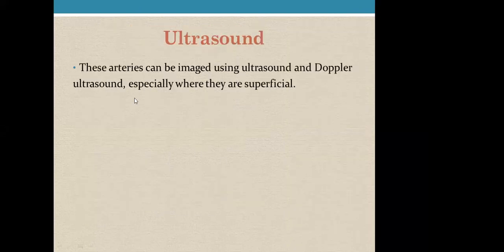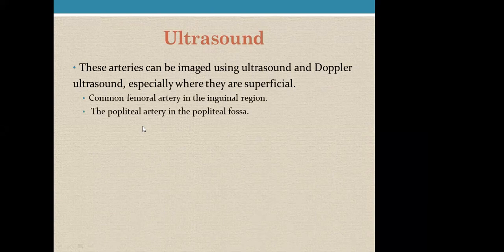Ultrasound. These arteries can be imaged using ultrasound and Doppler ultrasound, especially where they are superficial: the common femoral artery in the inguinal region, the popliteal artery in the popliteal fossa, and the dorsalis pedis on the dorsum of the foot. In this area, the femoral artery becomes superficial, so we can see it clearly by ultrasound.